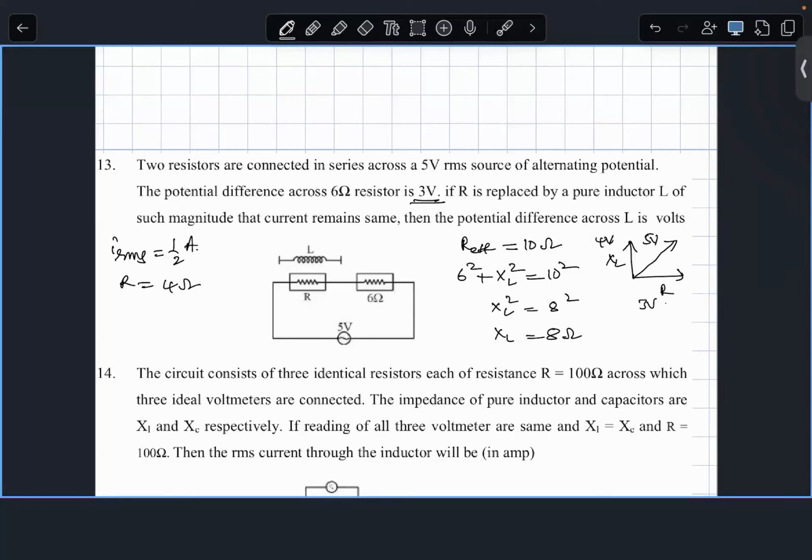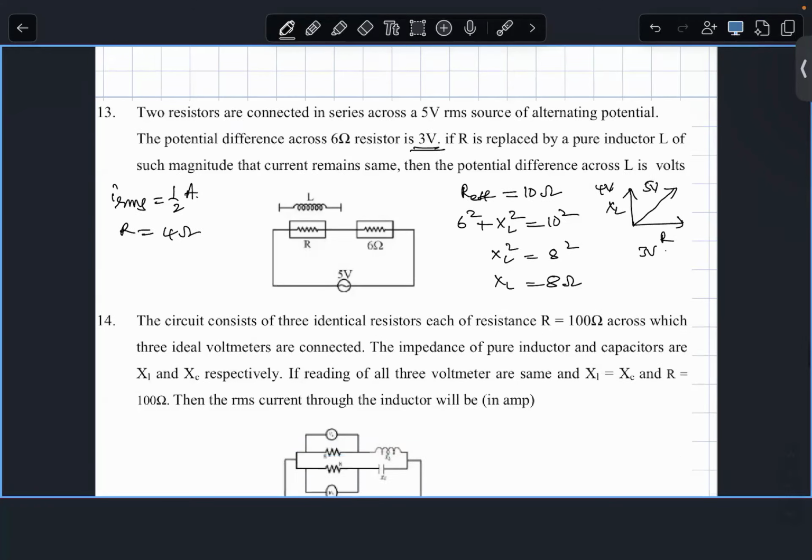Any doubts? Any doubts? Asking you again, any doubts? Have you understood how I got XL as 8 ohms? Have you understood how I got 4 volts drop across XL? Clear? Right.